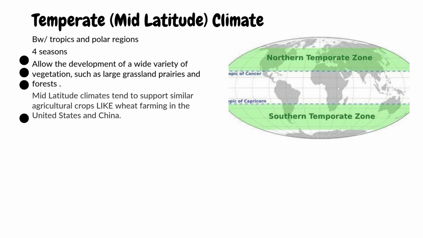Okay, so mid latitude climates. Between the tropics and the polar regions, mid latitude climates experience four seasons. They're excellent areas for growing wheat, corn, and barley. In the U.S., the Midwest is a key agricultural zone, and it produces much of the country's grain.